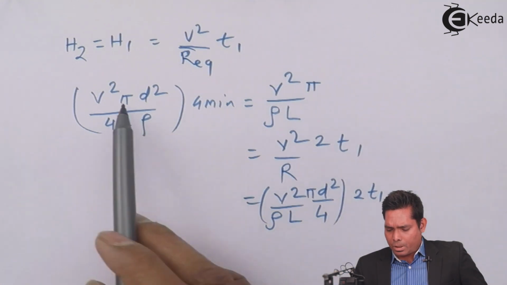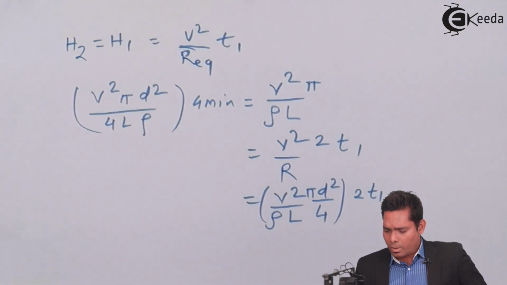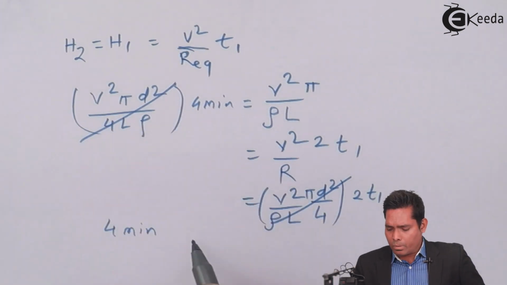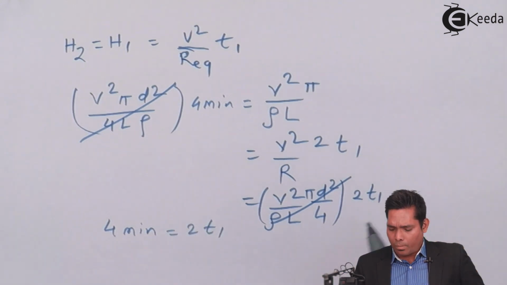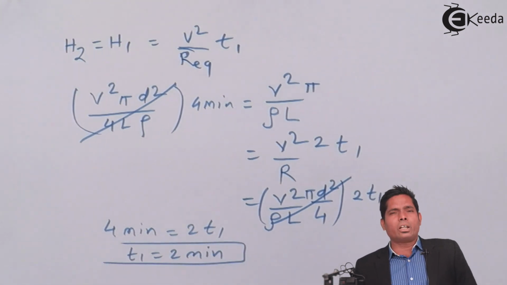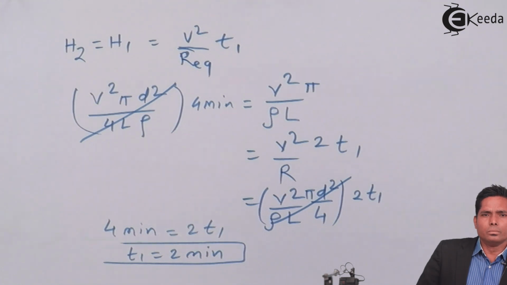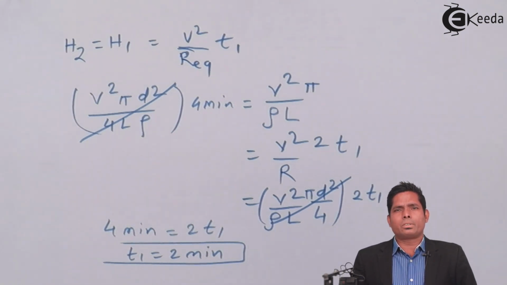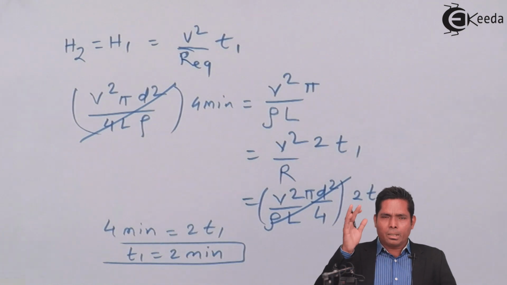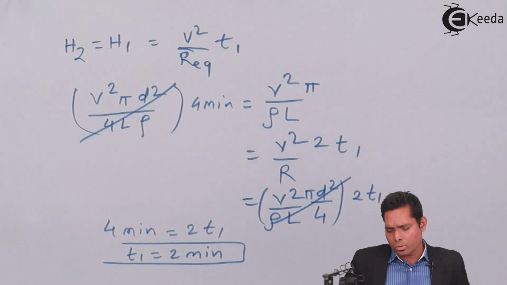You can see that V square, pi d square, and 4L rho are on both sides, so they will cancel out, and this 2 will cancel out. So you'll have 4 minutes on this side equal to 2T1 on the right side. So from here T1 equals 2 minutes. That means in place of a single conductor, if I take two conductors in series having the same length but diameter doubled, then the time taken will be 2 minutes. That means it will take half the minutes to solve the question.